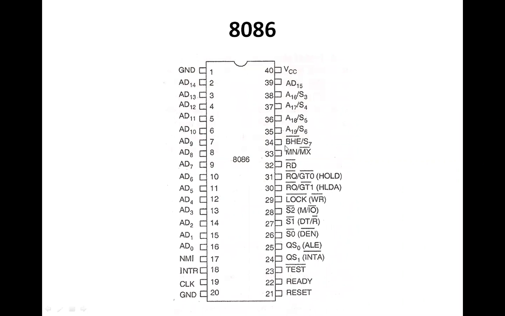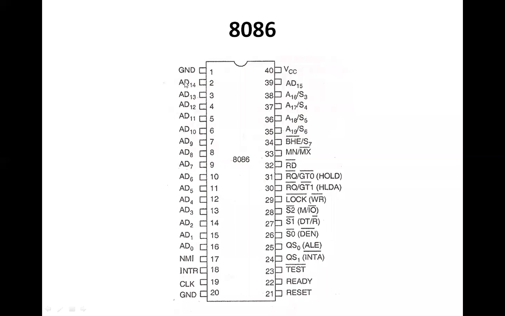consist of two parts. One is called higher order address line and another is called lower order address line. Higher order address line belongs to A0 to A15, and A16 to A19 is called lower order address line. Higher order address lines are time multiplexed with data lines from D0 to D15, and A16 to A19 is time multiplexed with the status lines.